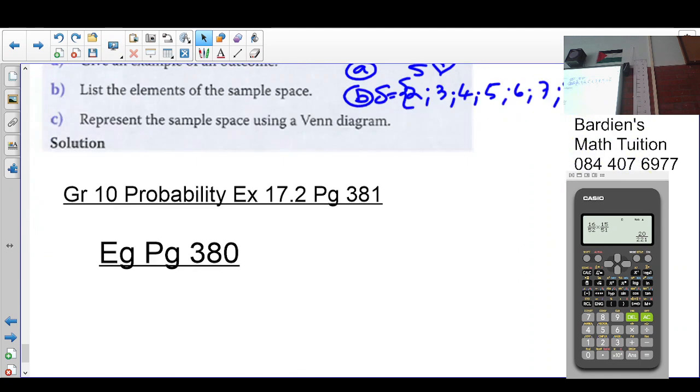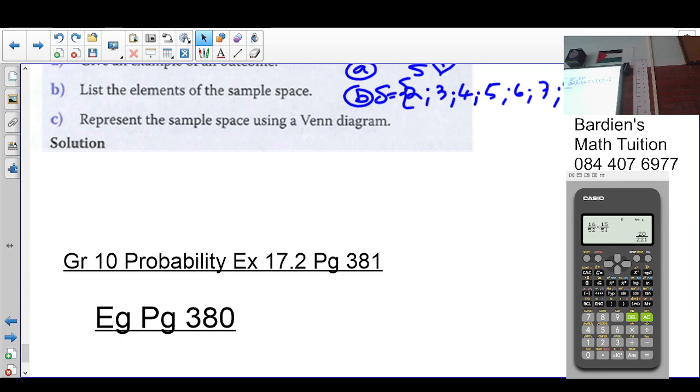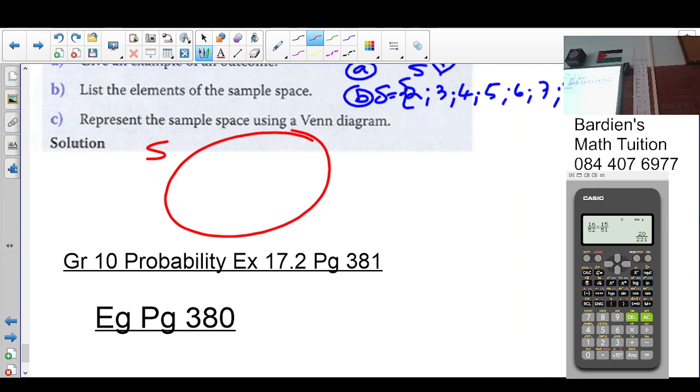Then C says represent the sample space using a Venn diagram. So what will this be? It will be S, and here go 2, 3, 4, 5, 6, 7, 8, 9, 10. This is my sample space. You guys understand?